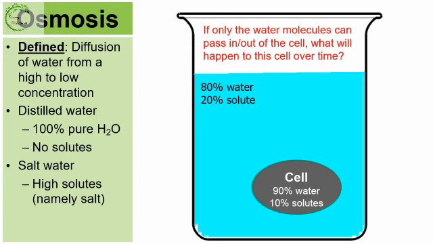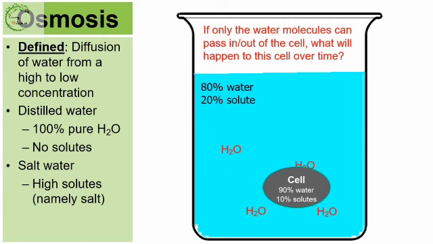My question is, if only water can pass in and out of the cell, what's going to happen to the cell over time? Through osmosis, this cell is going to lose water from a high concentration of 90% to a low concentration of 80%. It'll probably start to shrink and shrivel as it loses water.